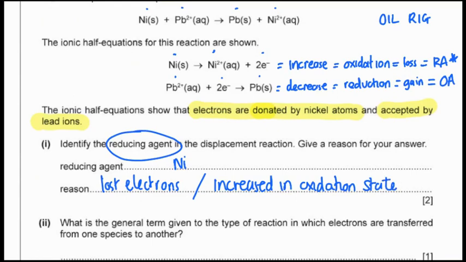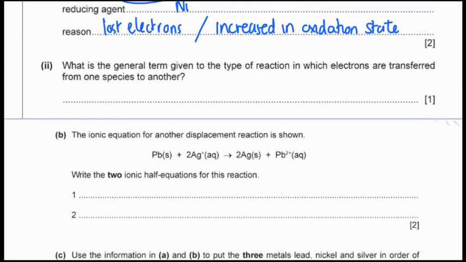Both of those points would have got you the 1 mark that you needed. What is the general term given to the type of reaction in which electrons are transferred from one species to another? It is, of course, redox, or reduction and oxidation happening at the same time.